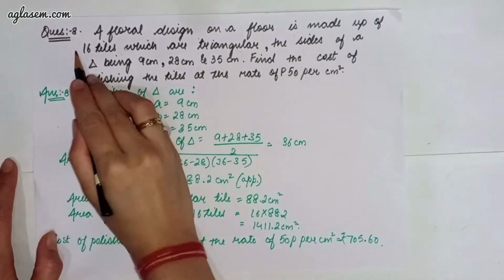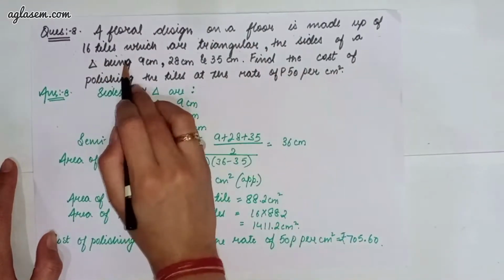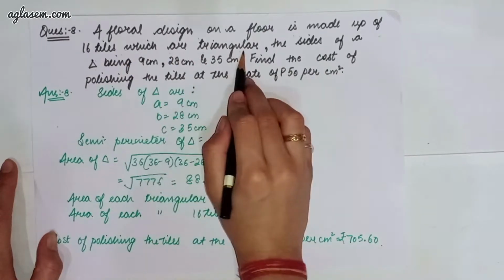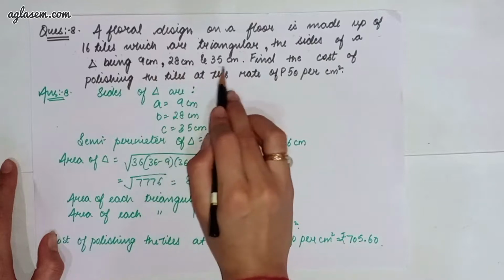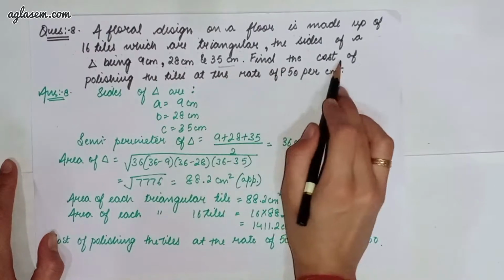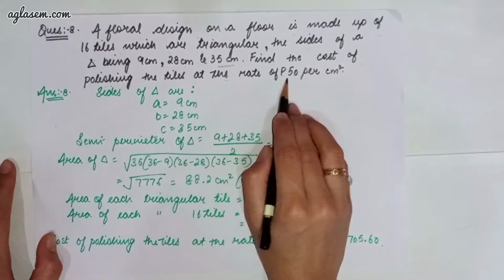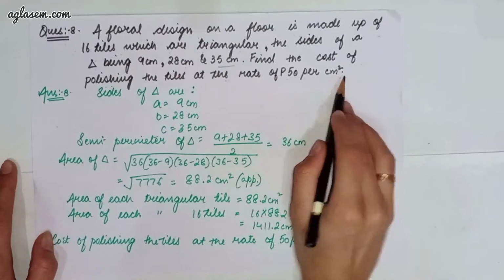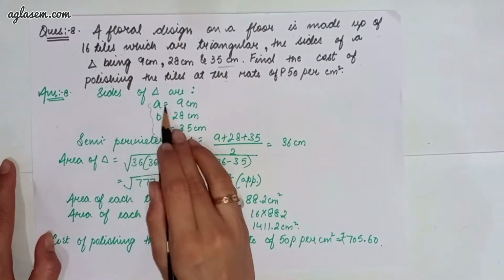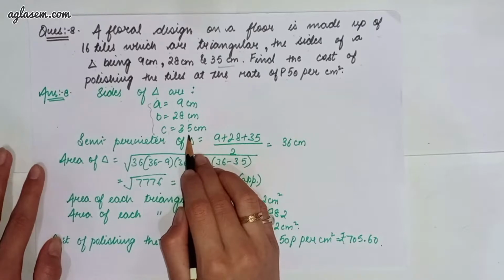Moving to our question number 8, which says a floral design on the floor is made up of 16 tiles which are triangular. The sides of a triangle are 9 cm, 28 cm and 35 cm. We have to find the cost of polishing the tiles at the rate of 50 paisa per centimeter square. So the answer is, the sides of the triangle are given to us, that is A, B and C, 9 cm, 28 cm and 35 cm.